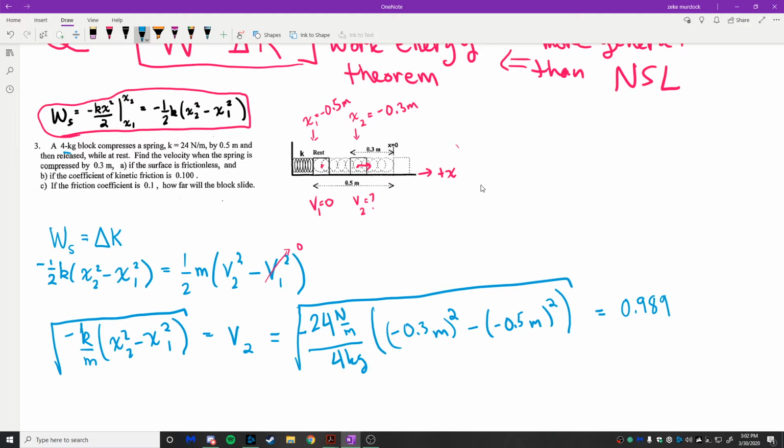Where do I round this off? We say 0.99, I guess, right? So it's like 0.99. Oh, I did a different color there. Whoops.